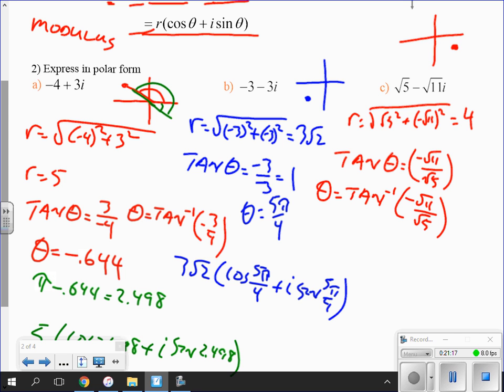Yeah, put parentheses around everything when you type it in. If you want to avoid any problem, type it in just like what I have here: inverse tangent, parentheses, negative square root of 11 divided by square root of 5. And you should get negative 0.978.